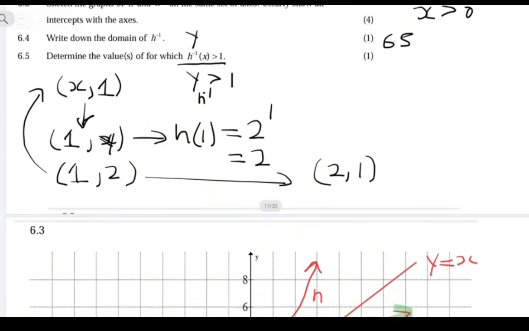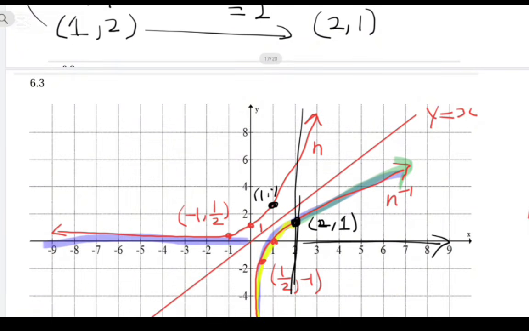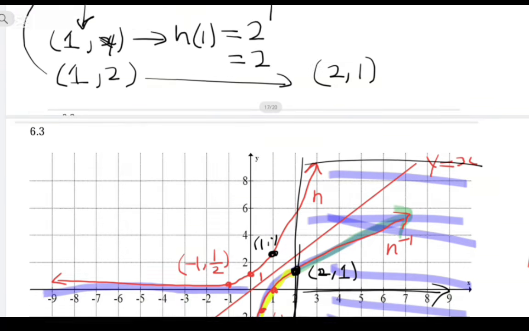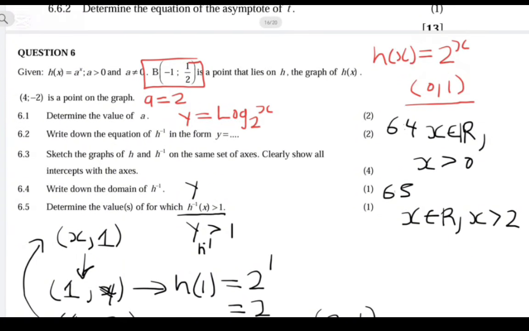In other words, we can just conclusively say it is where x is an element of real numbers, x has to be greater than 2, because from all this side to this side, let me just use the highlighter, all this side that is here, you see, the graph of h of x is greater than 1, the y values are greater than 1. So it is from 2 up until infinity, or we can just simply say x an element of real numbers where x is greater than 2. So this is it for this one.